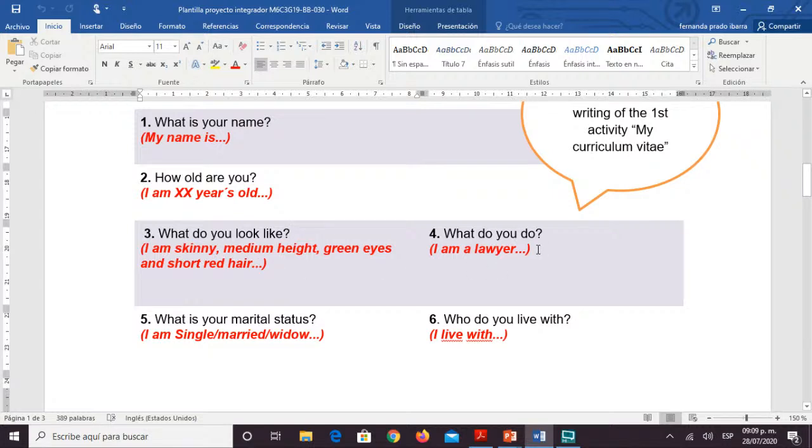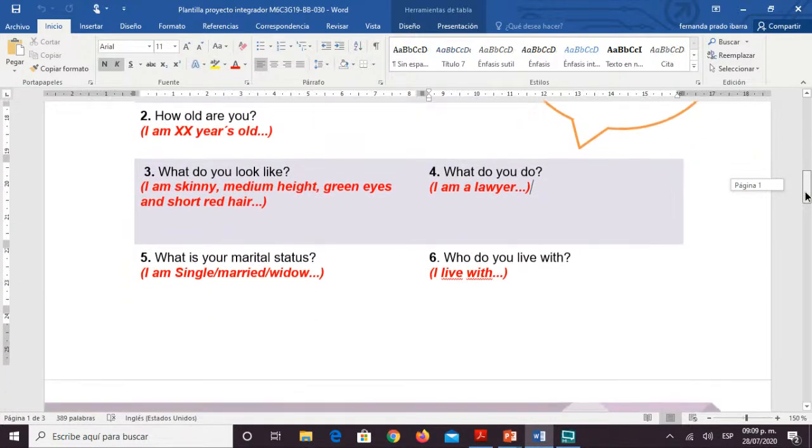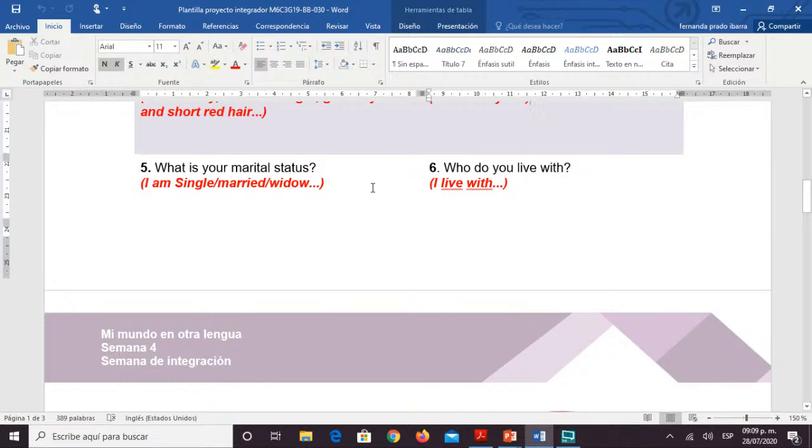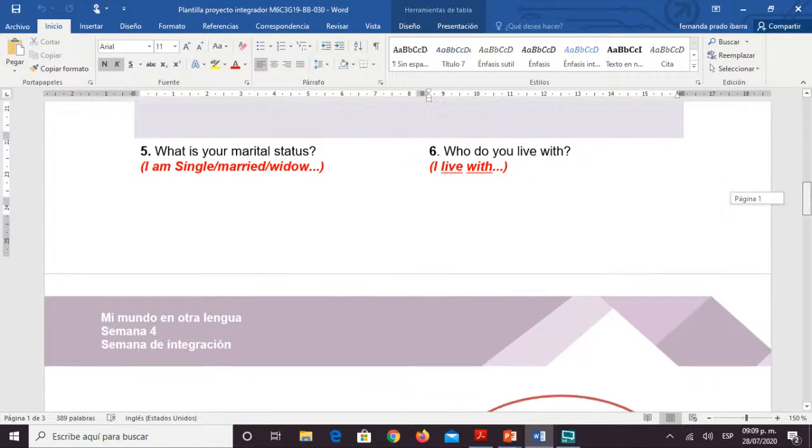It doesn't mean what are you doing right now. It means what is your occupation, okay? Your profession or your job, or I am a widow, okay? Who do you live with? I live with my family, meaning my son, my husband, my grandparents, or just by myself, okay? It could be like that too.